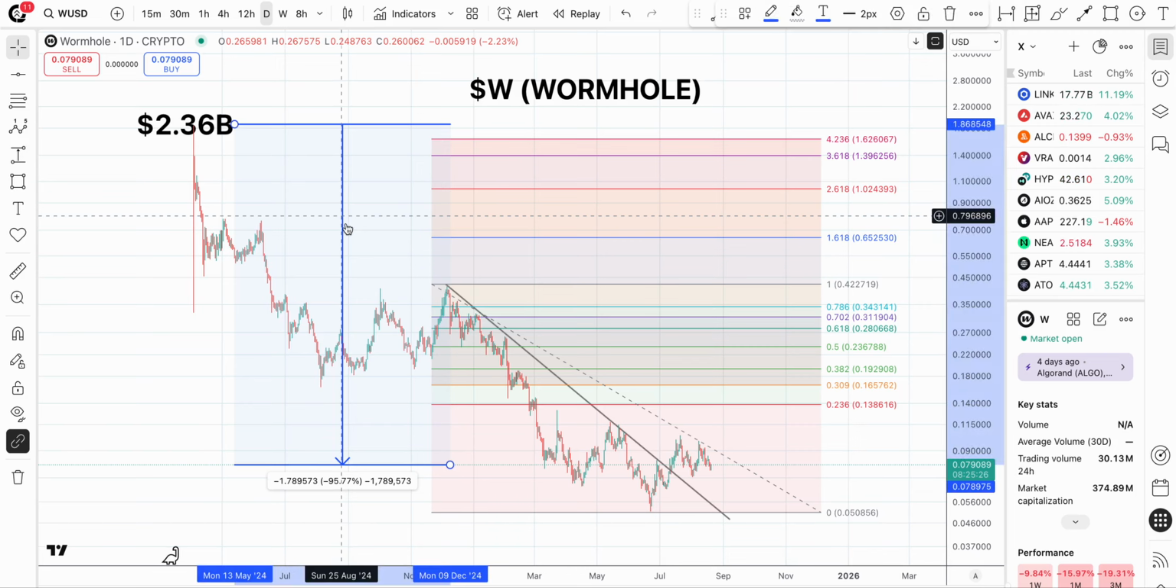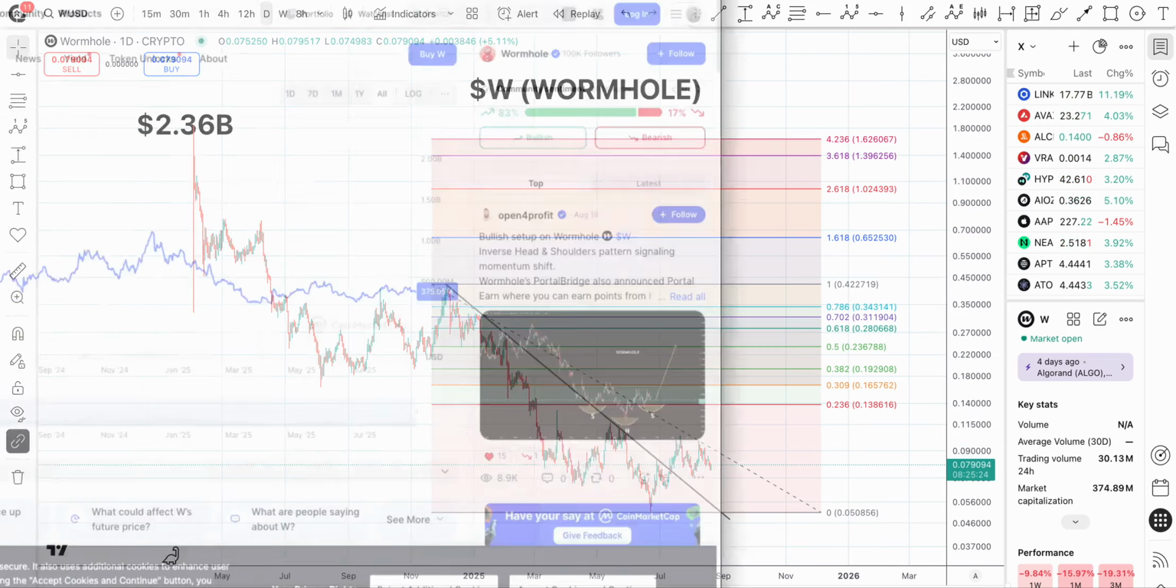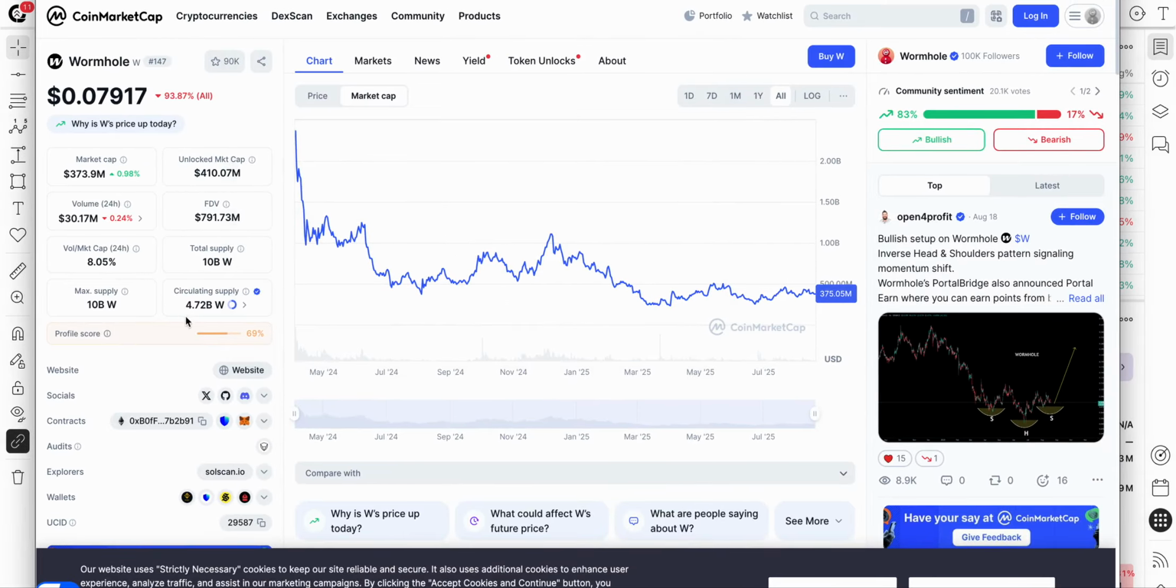So let's dive into that. 2.36 billion there. We need to use the market cap chart, right? You can even tell right here. The circulating supply is only 4.72 billion. The total supply is 10 billion. So less than 50% of the tokens, 47% of the tokens are on the market right now. So that means there's stuff being released. There's something going on. So you cannot use the price chart. You have to use the market cap chart. And so I'm going to have to piecemeal this thing together.